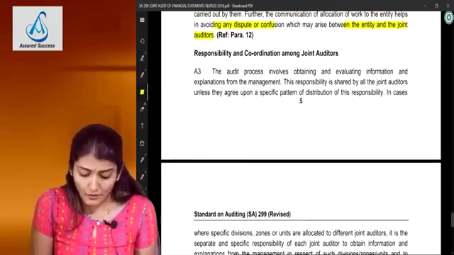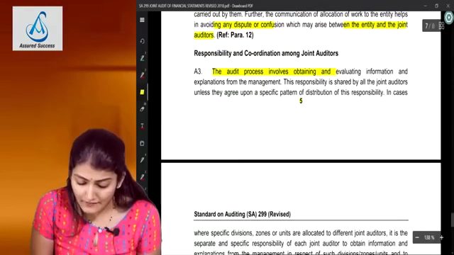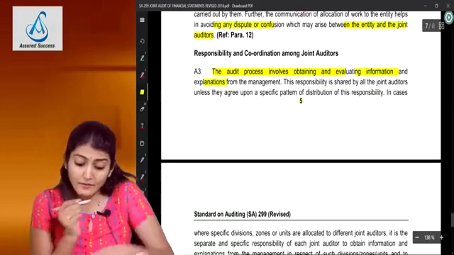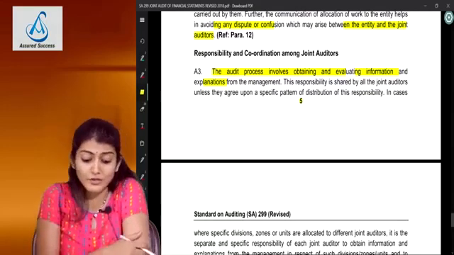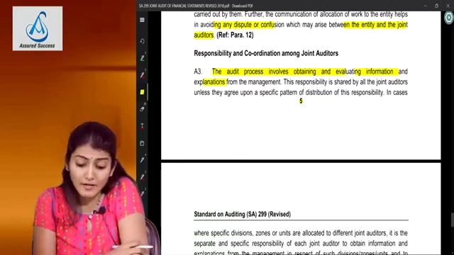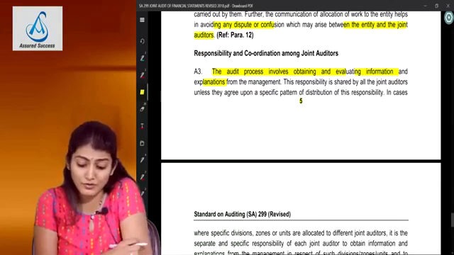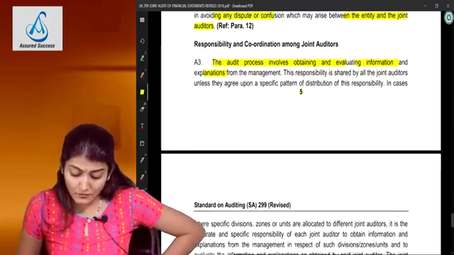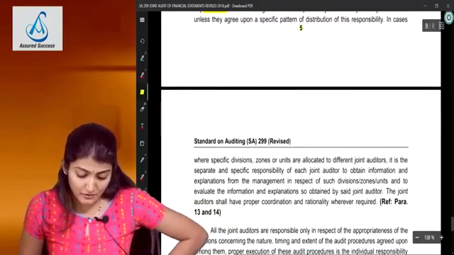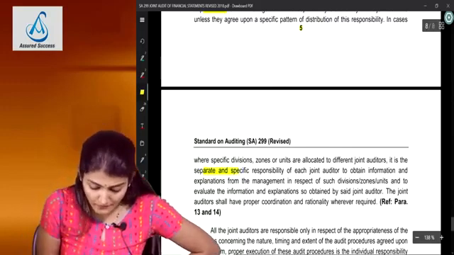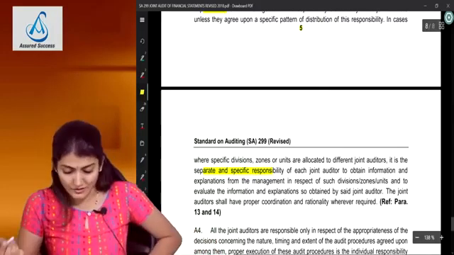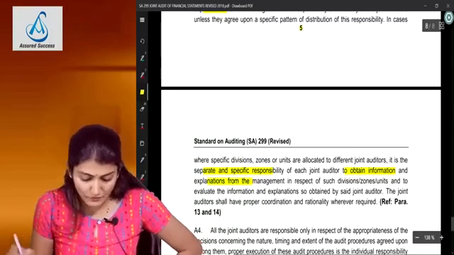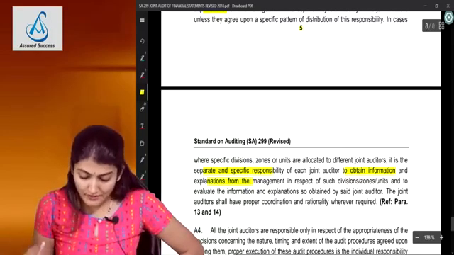Right. So the audit process involves obtaining and evaluating information and explanations from the management. This responsibility is shared by all the joint auditors unless they agree upon a specific pattern of distribution of this responsibility. So in cases where specific divisions, zones or units are allocated to different joint auditors, it is the separate and specific responsibility of each joint auditor to obtain information and explanation in respect of that division, zone or unit, and to evaluate the information.